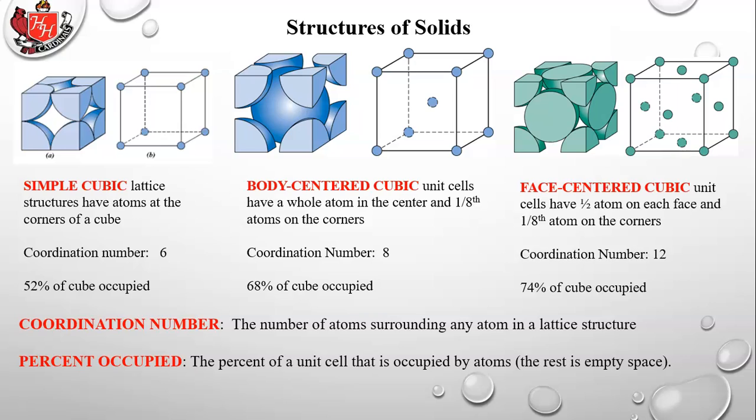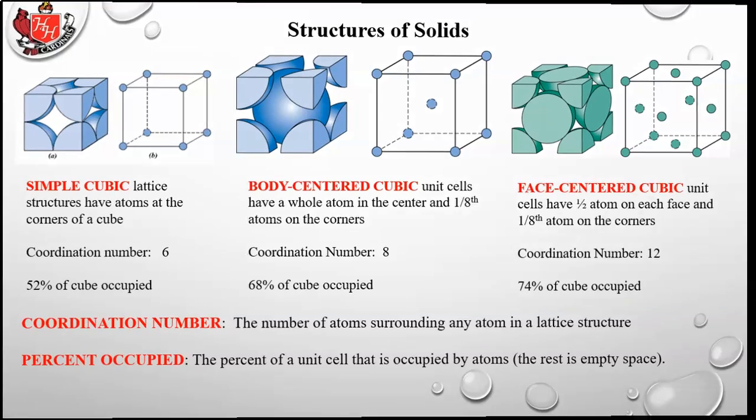So its coordination number is 12, and 74% of that cube is occupied, which means that 26% is empty space, the white area. All right, so again, just become kind of familiar with these, and they might ask you a question on this on the AP. It's not a heavily tested subject, but be aware of it.